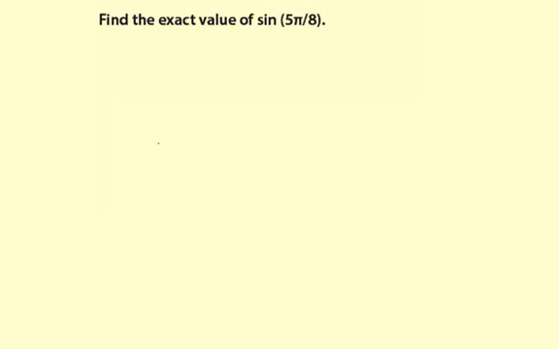Find the exact value of sine of 5 pi over 8. Now 5 pi over 8 is not a reference angle, but it is half of a reference angle in a sense. So what if I had 5 pi over 4? That we could figure out because the reference angle is pi over 4. So what I'm going to do is apply a half angle formula, and I'm going to say that 5 pi over 8 equals 1/2 times 5 pi over 4.